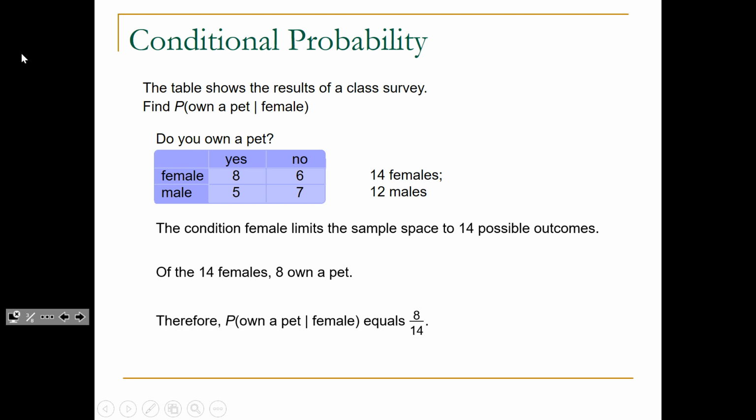So like you guys said, there were 14 females total. 8 of those own a pet, which gives us 8 over 14. Okay, so again, make sure that you're paying attention to the fact that we look at this part first, and that determines the second part. Okay? All right, everybody have that ratio written down for that problem?